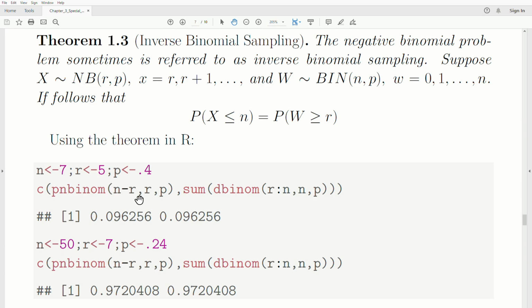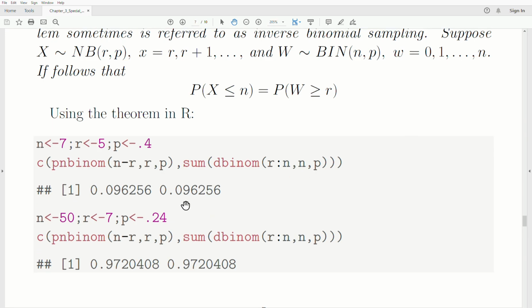And then this is the CDF of a negative binomial in R. Now, this theorem is defined as X goes from r to infinity, but in the R software, the negative binomial's domain is 0 to infinity. So you have to redefine that probability a little bit. And that's what the n minus r is. And then this sum, of course, is summing the binomial probabilities from r to n. And they do equal. And then to show it is true for something larger, so n equal 50, r equal 7, p equal 0.24, and then these two probabilities are equal again.